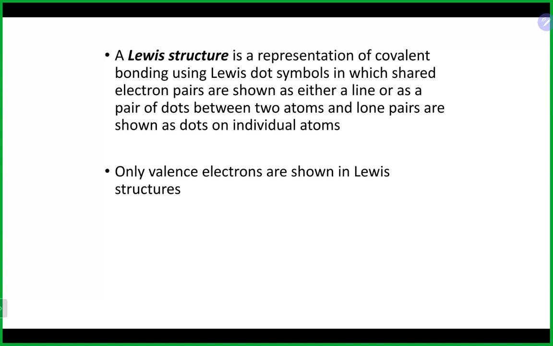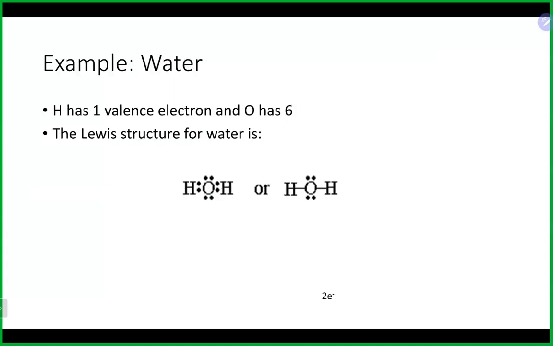So the number of valence electrons is the electrons that are there. Core electrons are not involved in bonding. So only the valence electrons are shown in Lewis structures when we look at them. A couple other examples here is water.